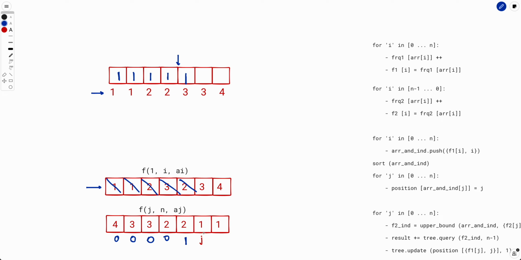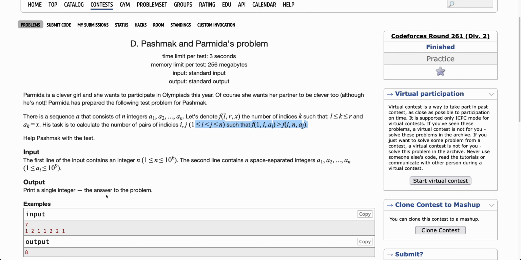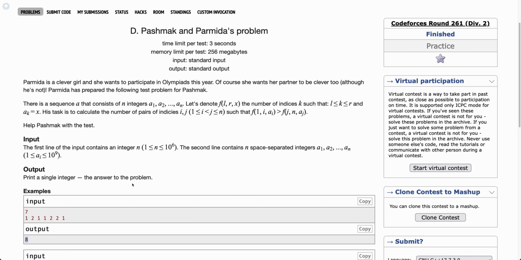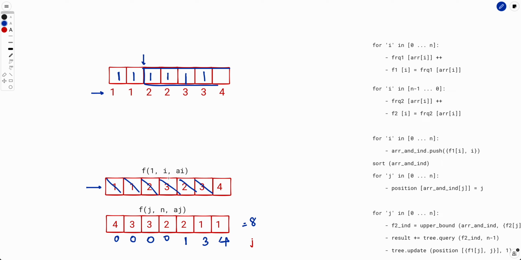Now finally 1. For this 1, you will do an upper bound, and upper bound will give you this particular index. So you will do a range sum in this particular range, and you will get 3. So the value for this one is 3, and you will mark this 3 as well. And finally for this one, the upper bound will give you this particular index, and the range sum would be 4. So the value for this particular index would be 4, and the final answer here is 1 plus 3 plus 4, which is 8, which is the output of the first sample that we are given, right? So hope this entire trial run of the algorithm makes sense.